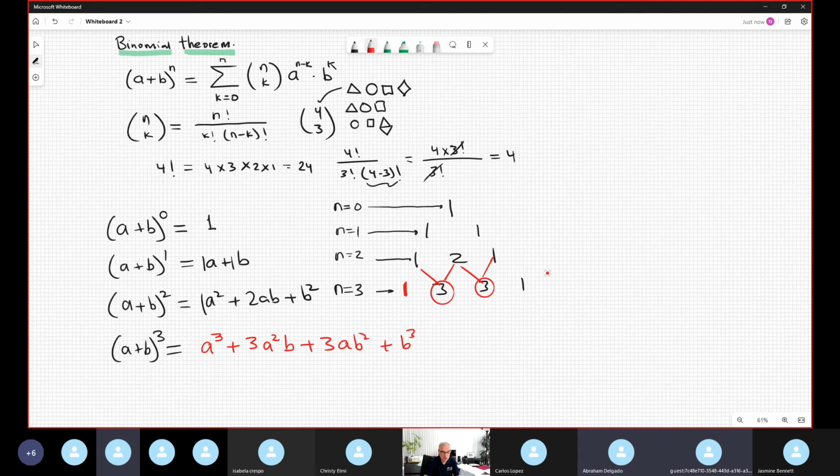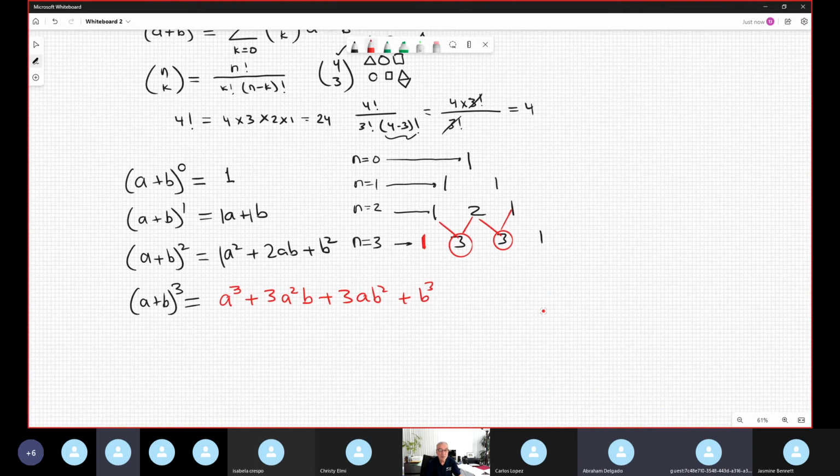See, the first is a cubed, this is second, this is 1, and no a. And the exponent for the b is increasing. It's no b, 1 b, 2 b, and 3 b. Do you see the regularity? Do you see or no? Yes, yes. Okay. Now, I predict now a plus b to the 4th power, and that's it for today.